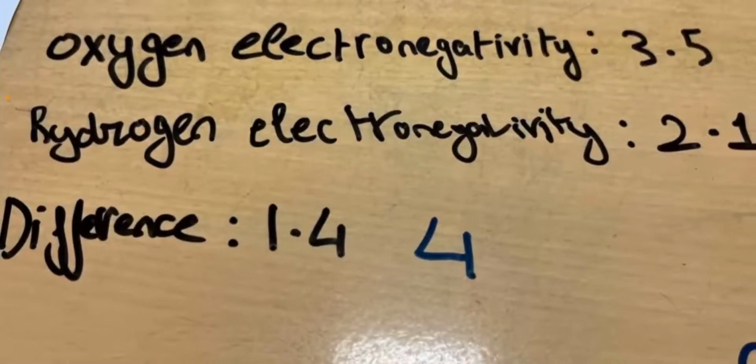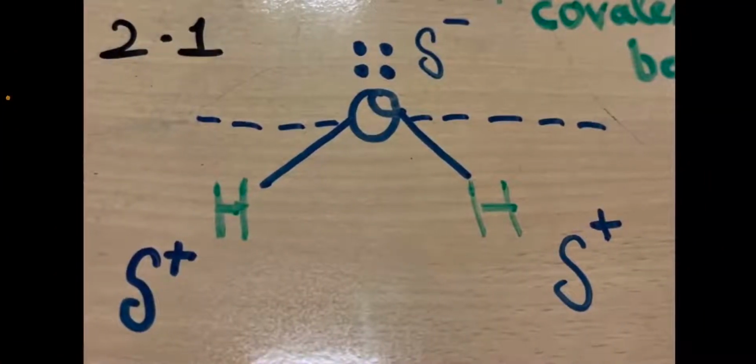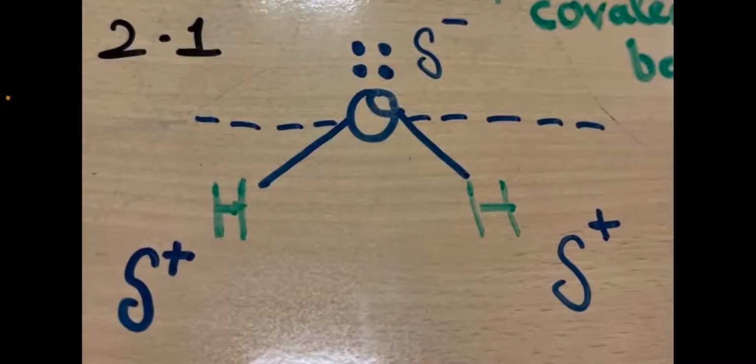Oxygen's electronegativity is 3.5, whereas hydrogen's is 2.1, making the total difference 1.4, which evidently is more than 0.5. Hence, this molecule is polar. In other words, this bond is seen as polar because, as seen in this model, one side is slightly more positive and the other is slightly more negative.